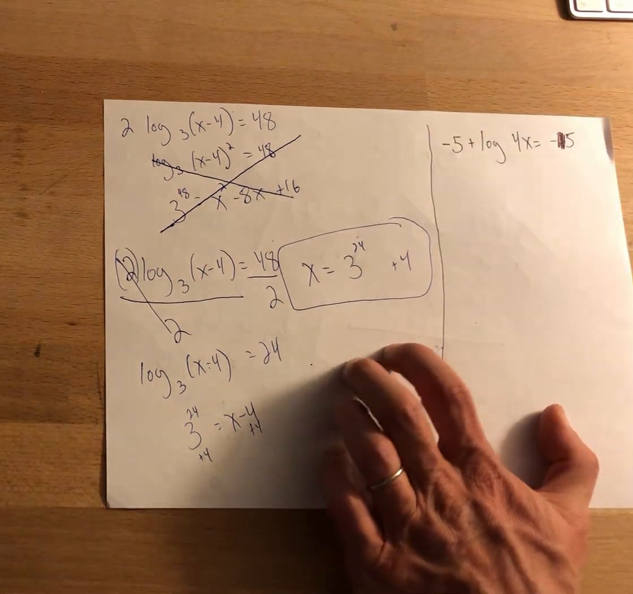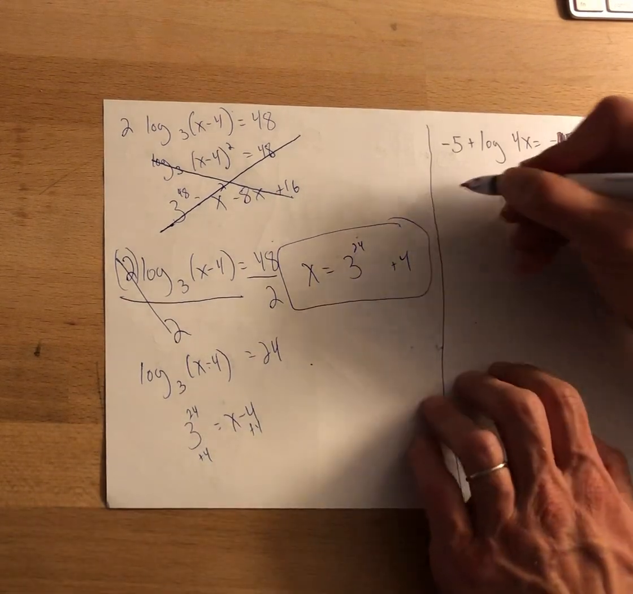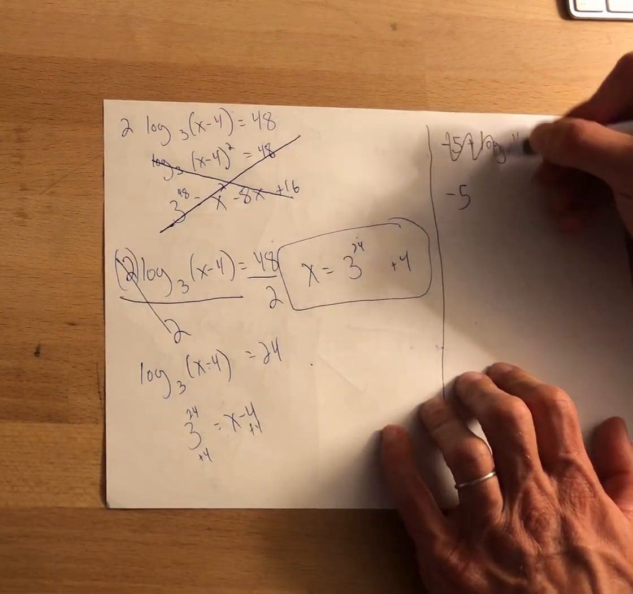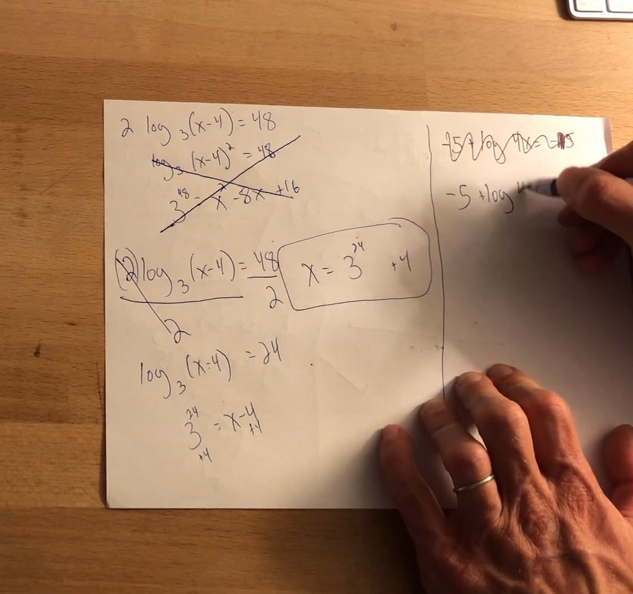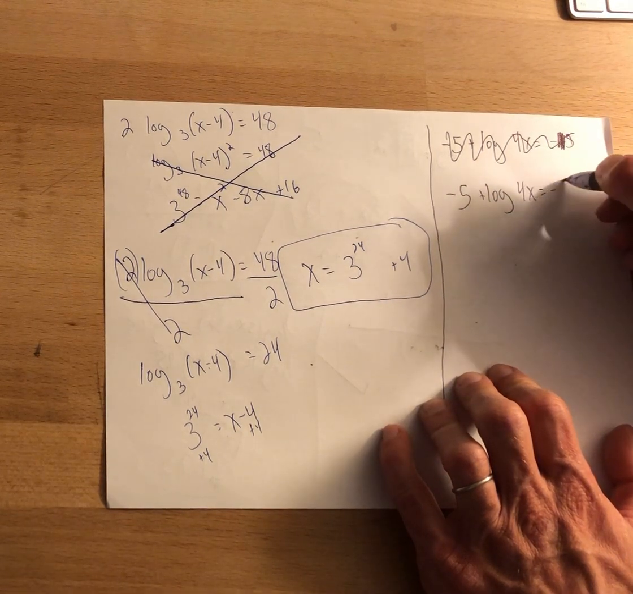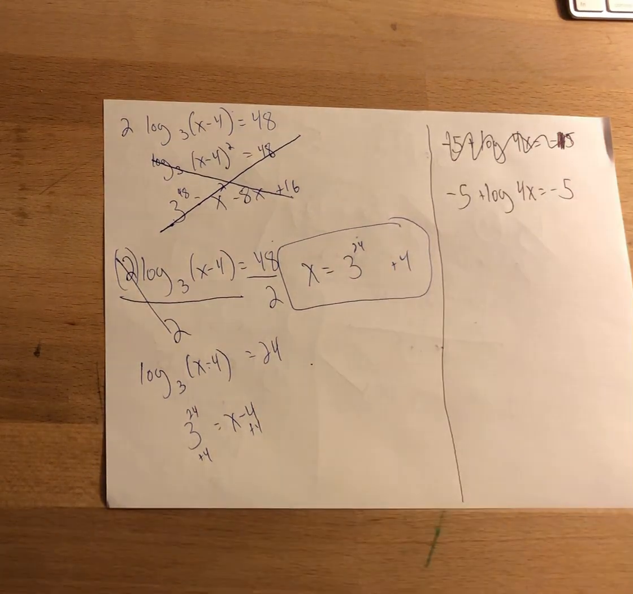I'm going to get rid of the negative 25 and just make it a 5. So I'm going to say negative 5, let me get rid of all of this right here, and say negative 5. Just for the sake of solving this, plus log of 4x equals 5. Pause the video and see if you can solve this.